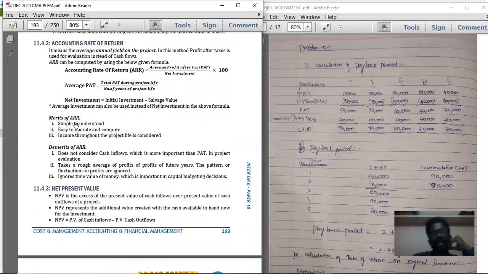So the merits are that ARR is simple to understand, easy to operate and compute. Income throughout the project life is considered. The demerits: ARR doesn't take time value of money, and it does not consider cash inflows, which are more important than PAT in project evaluation. So these are the different demerits.